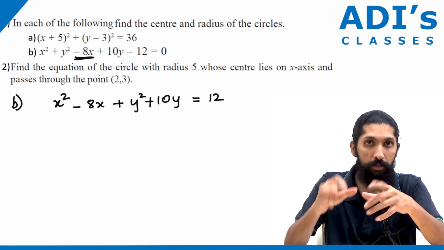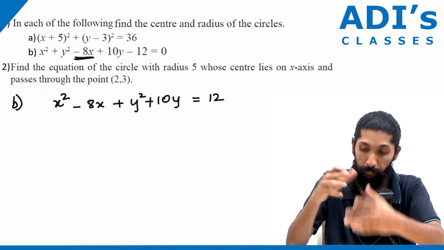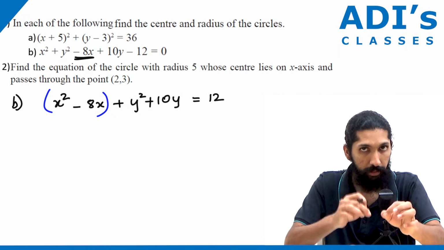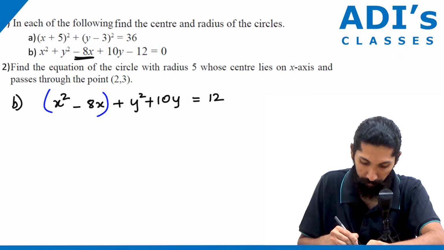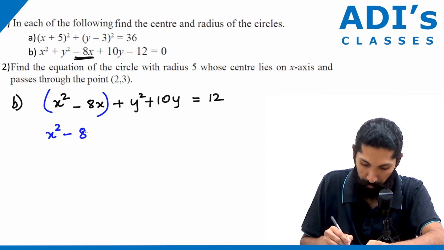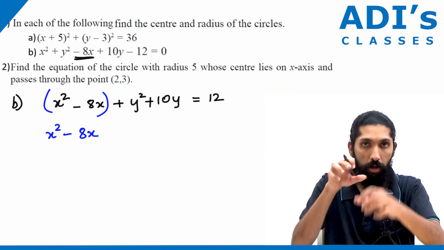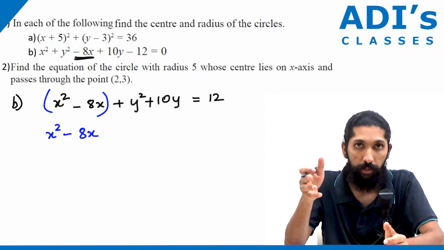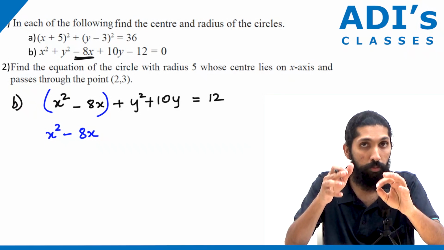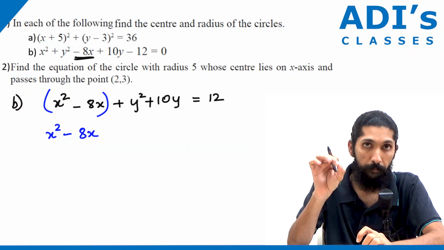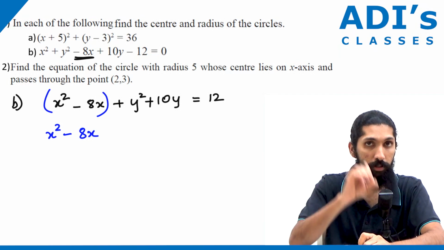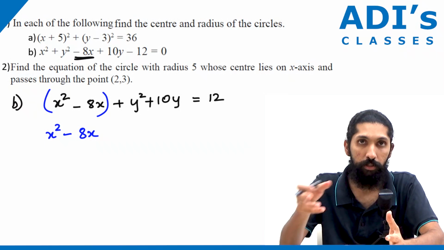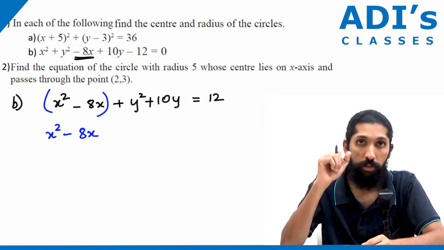Now you need to get it as a whole square, isn't it? If you look at this, we'll just take only this much first: x square minus 8x. Now see, when you take a whole square, that is (a minus b) whole square, a square minus 2ab plus b square, correct? That means I have to add a constant value to this particular term, or some algebraic expression, so that it becomes a whole square.